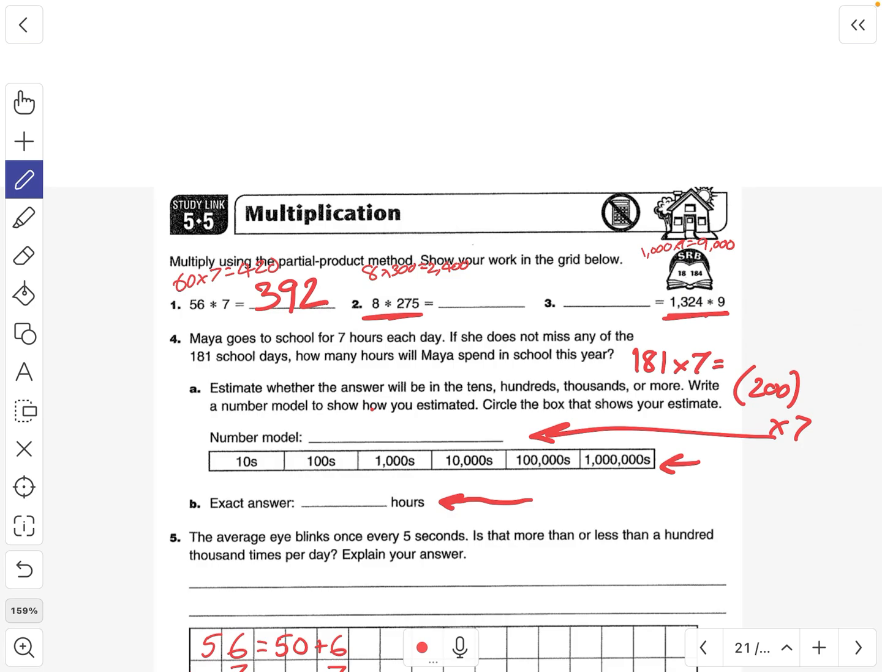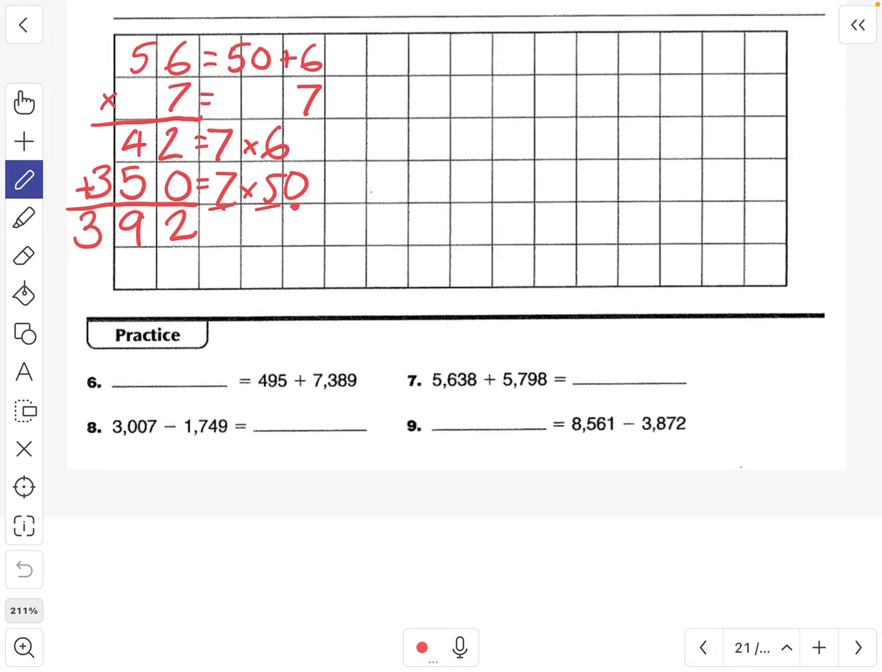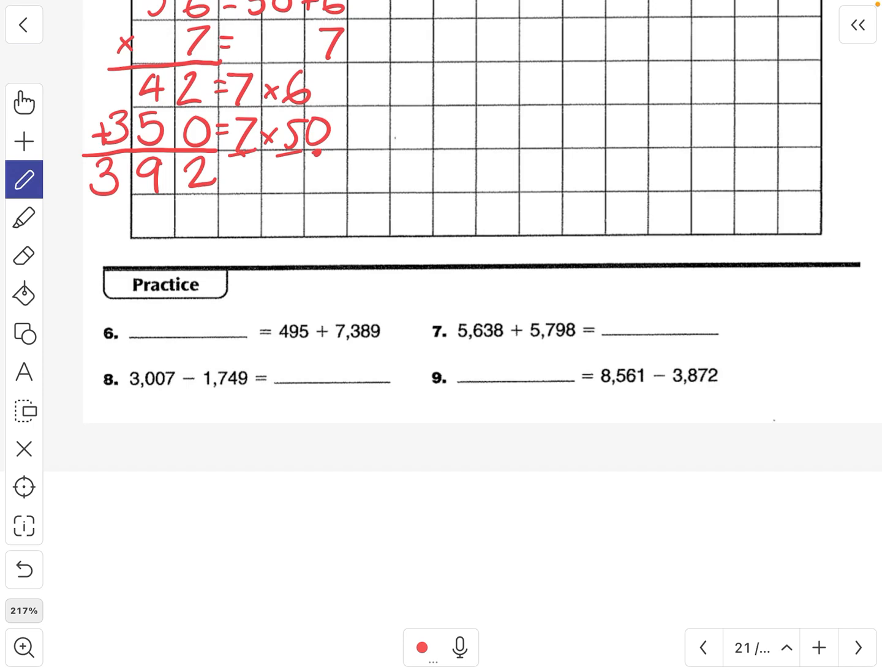Yeah, there you go. And then number 5 asks a question about the average eye blinking once every 5 seconds. Is that more than or less than 100,000 times per day? Oof. That's a big answer. Well, you need to know how many seconds are in a day, don't you? I'll tell you what. That one's a little complicated. You can feel free to skip number 5. You're welcome to try it though. But you've already got plenty of work today.